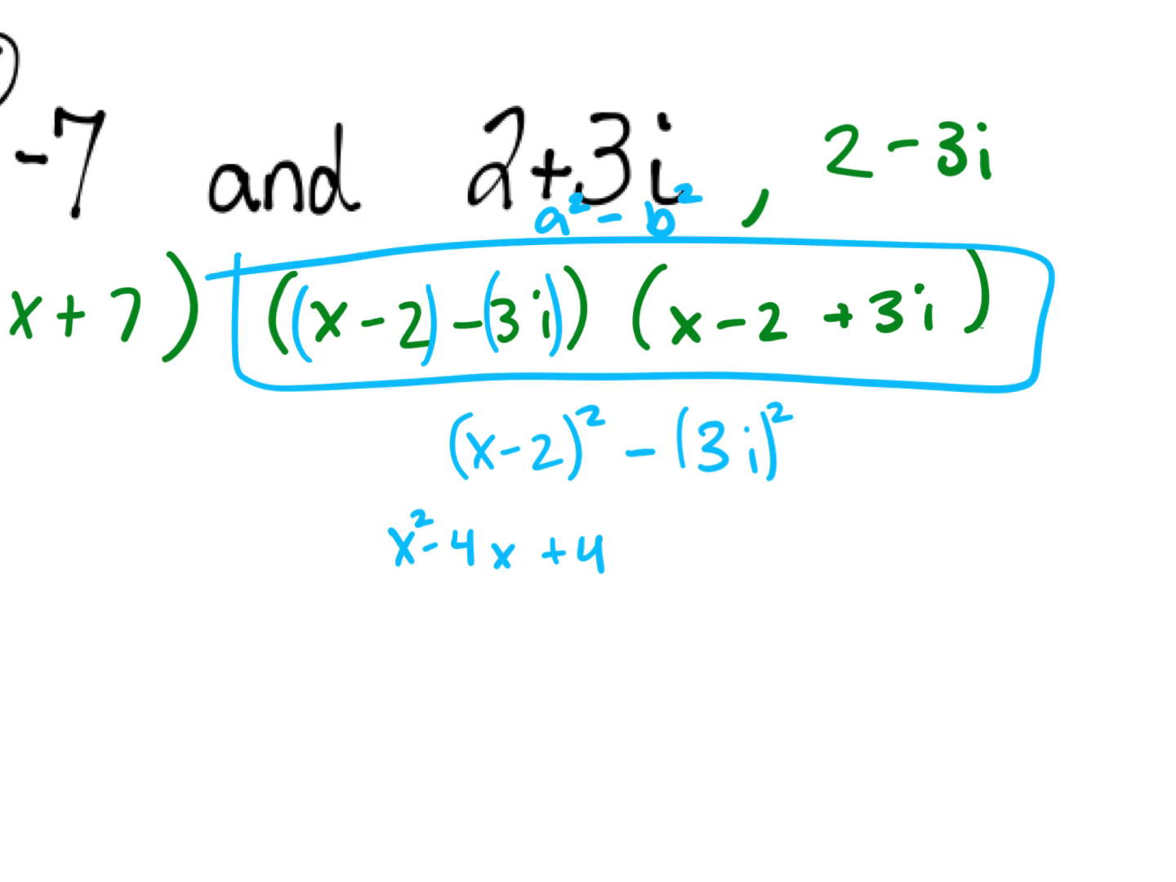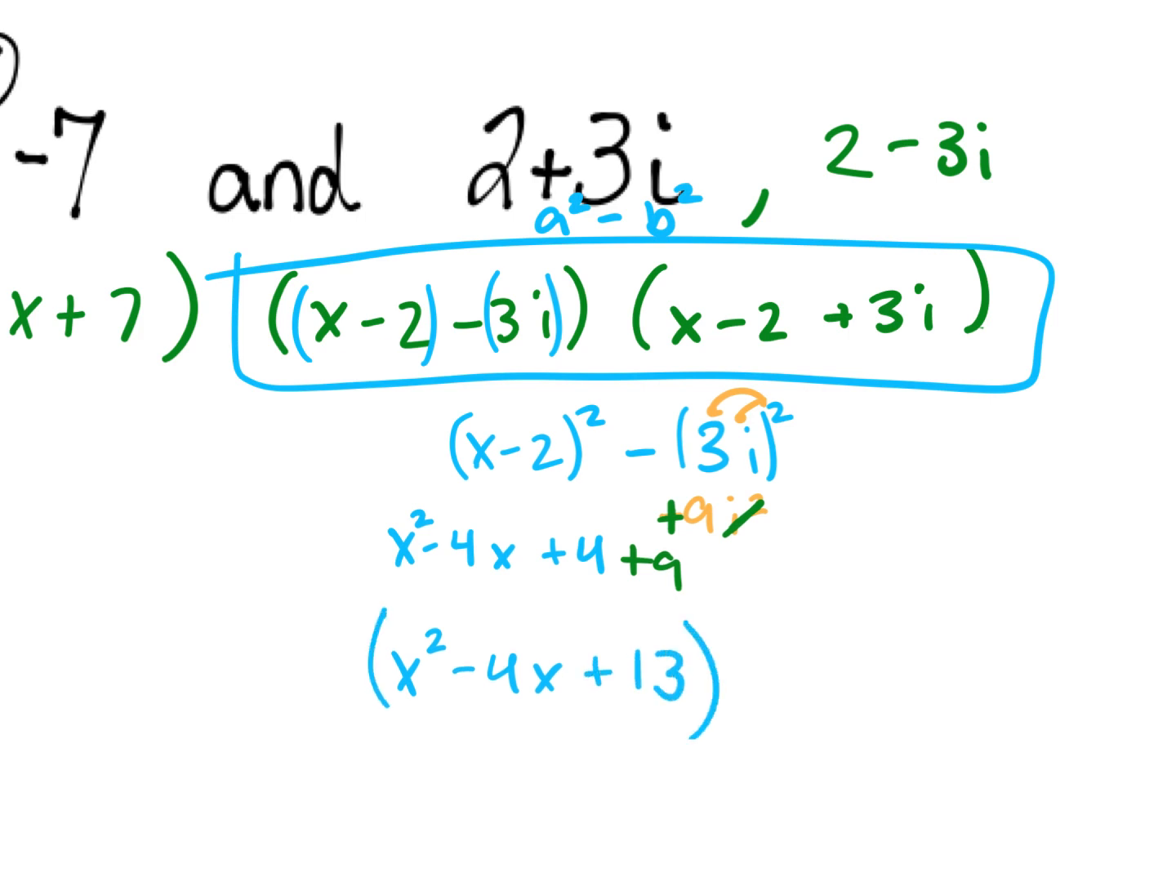For the 3i squared, what do we do there? Before we do that, we have to distribute the squared to it. So the 3 is being squared and the i is being squared. So it'd be 9i squared. Then we would change the i squared to be negative 1, which makes it a plus 9. So here we have x squared minus 4x plus 13.